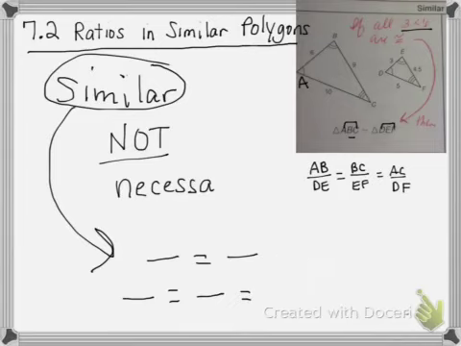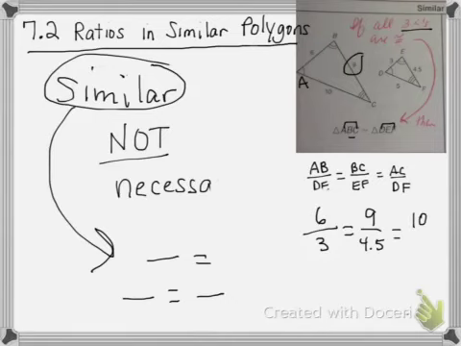Make myself a little room here. The numbers we see in the picture for AB is 6. The number we see in the picture for DE is 3. The number we see in the picture for BC right here is 9 over 4.5, and the final numbers are 10 over 5.